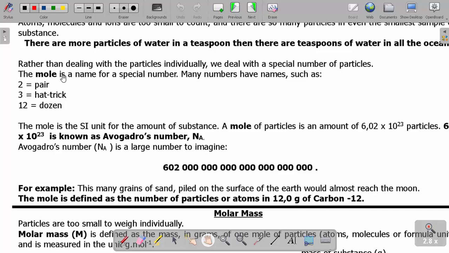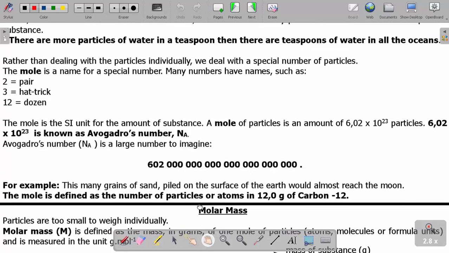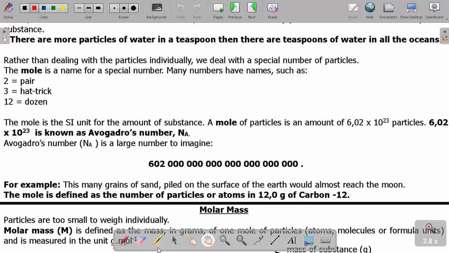And so we talk about the mole. Now, the mole is a name for a special number, okay? And many numbers have names, such as 2 standing for pair, 3 hat trick, 12 dozen. So a pair meaning 2, dozen 12. Likewise, the mole is the SI unit which we use to show the amount of a substance. So the mole is the SI unit for the amount of the substance.